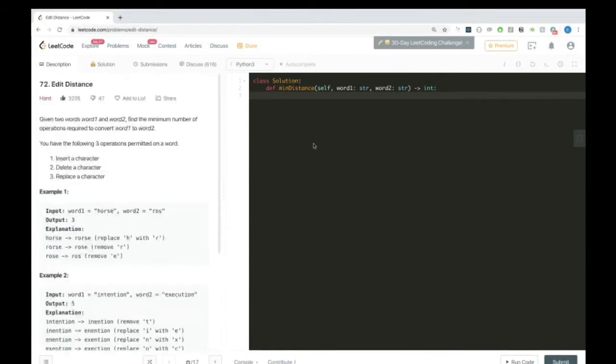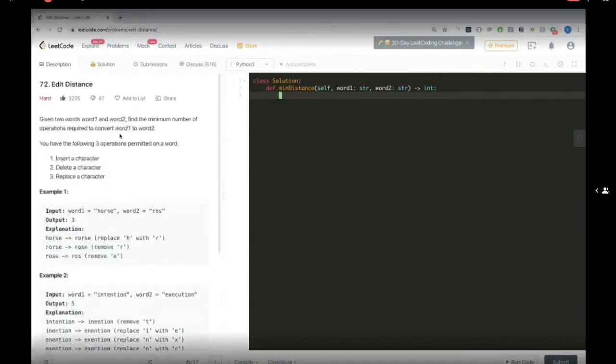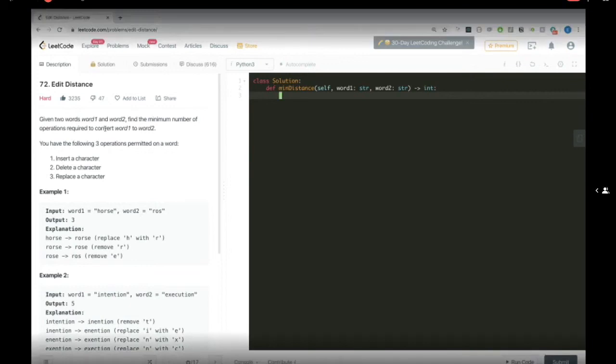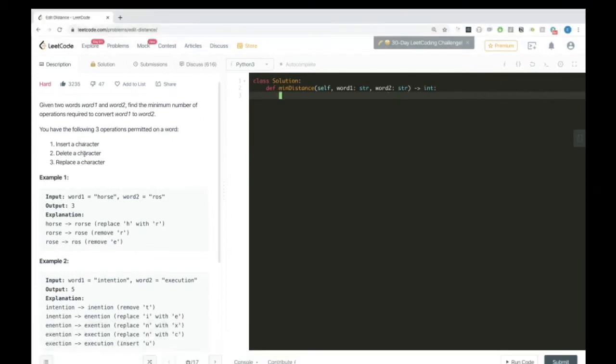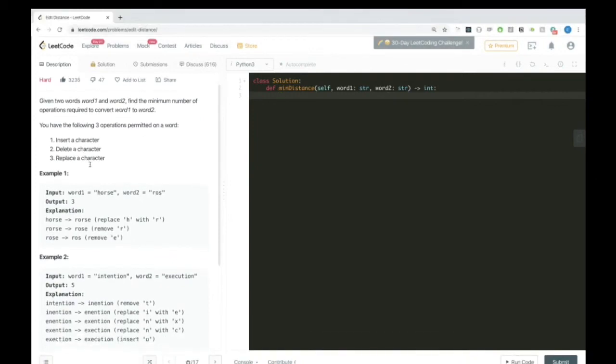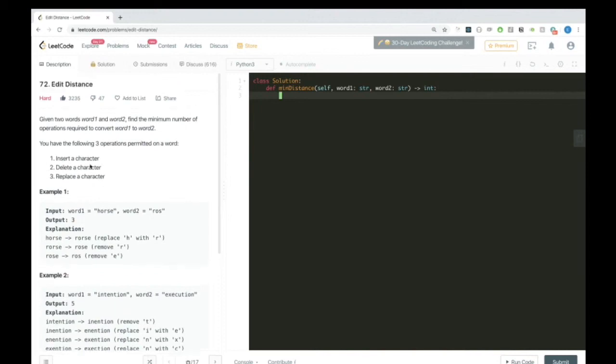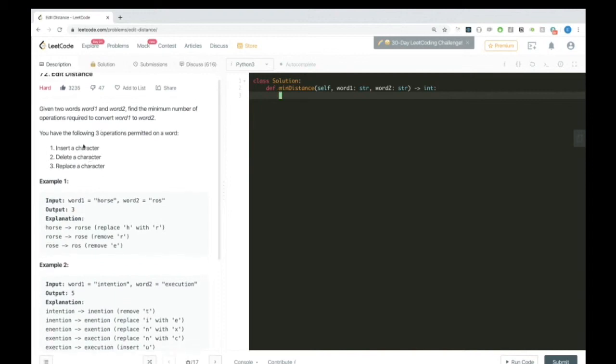So this question is asking, given two words, word one and word two, essentially two arguments, find the minimum number of operations required to convert word one to word two. We have three operations permitted on a word. We can insert a character, delete a character, or replace a character. This is a famous distance known as the Levenshtein distance that allows us to convert one word to another word by just performing these three operations.